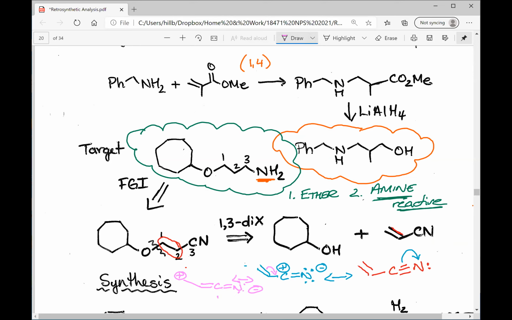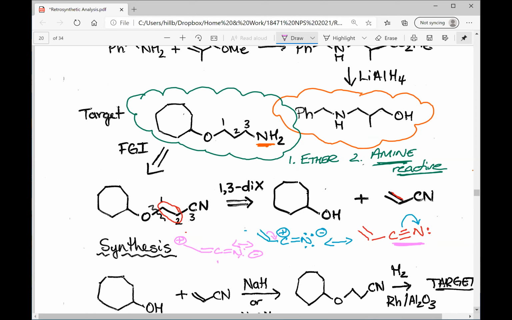So 1,4 additions can take place with nitriles, conjugated esters, so as long as it's got this similar sort of motif as the carbonyl, where you've got an electronegative atom where the electrons can be pulled towards, the same sort of thing can work.